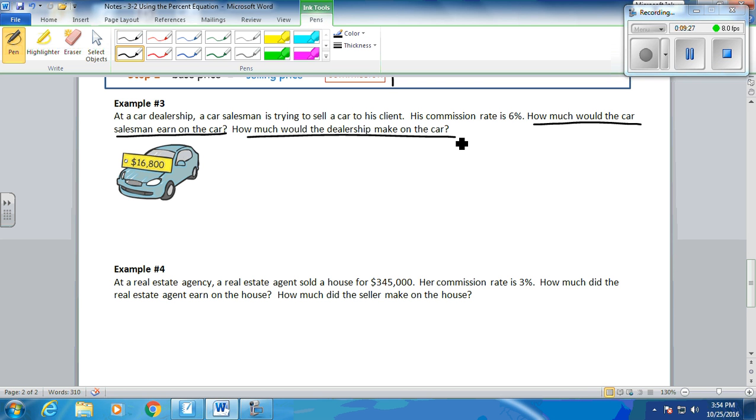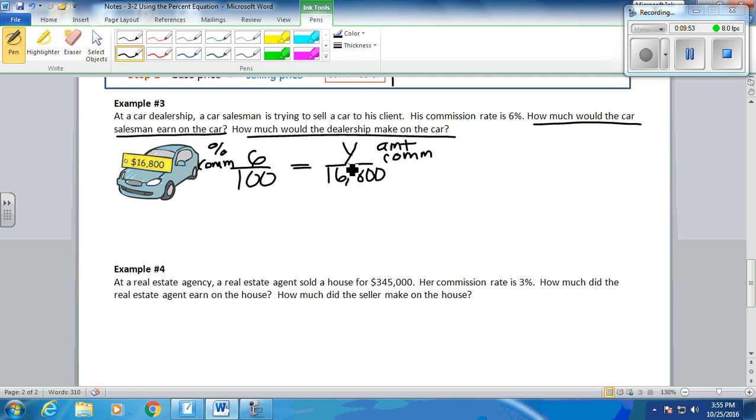That's the selling price. So I set up my proportion, and I'm putting percent commission and then amount commission directly across from it. These words really will come into play as we move further along in our percent topic. I know that the percent commission is 6%, so 6 divided by 100. And I know that the selling price of the car is $16,800. So again, I'm looking for the part.